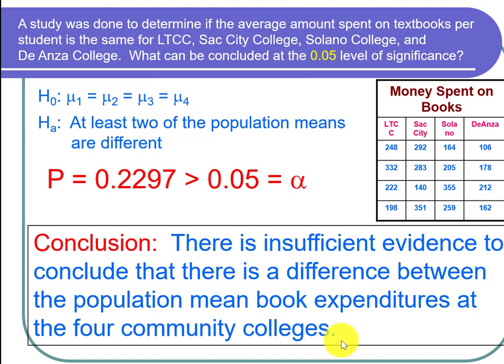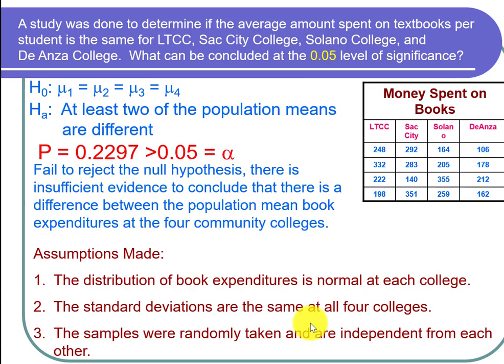That's the conclusion, but whenever you have something like this that only had a sample size of 4, you should be very concerned. So let me write down some of the assumptions we had to make this conclusion. The first is that when you have a sample size so small, we need to assume that the distribution of book expenditures is normal. So it has a normal distribution for each of the 4 colleges. That may or may not be true, but we'll assume it.